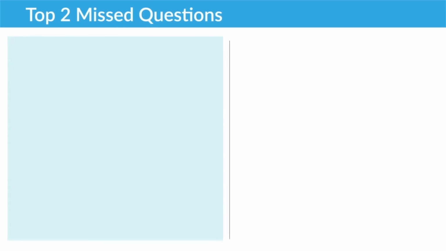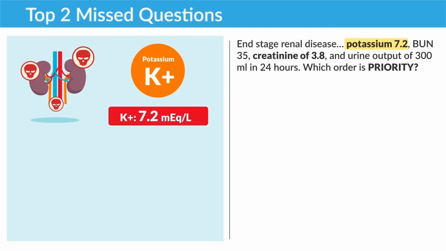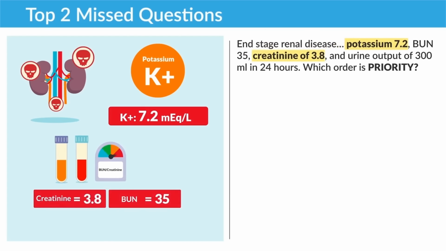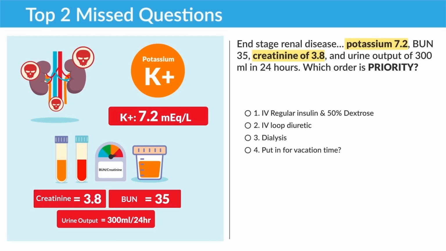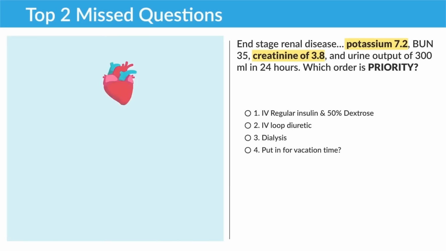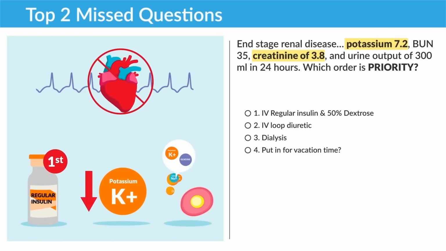Now, question number 2, end-stage renal disease with a potassium of 7.2, a BUN of 35, creatinine of 38, and urinary output of 300 mLs in 24 hours. Which order is priority? So this question says high potassium, right? But nothing about ECG dysrhythmias, or basically heart dysrhythmias. So we need to lower that potassium first with insulin, which puts sugar and potassium into the cell.